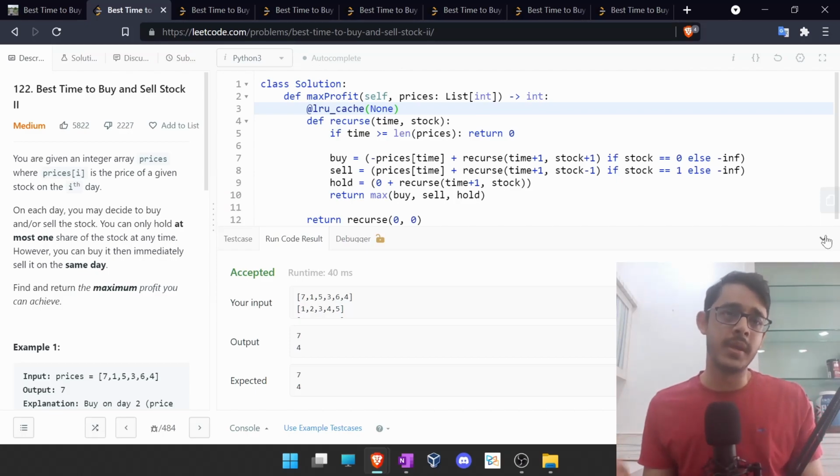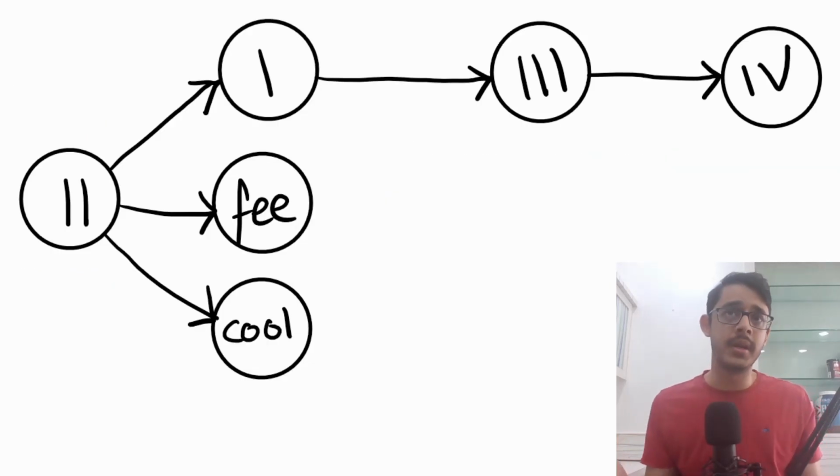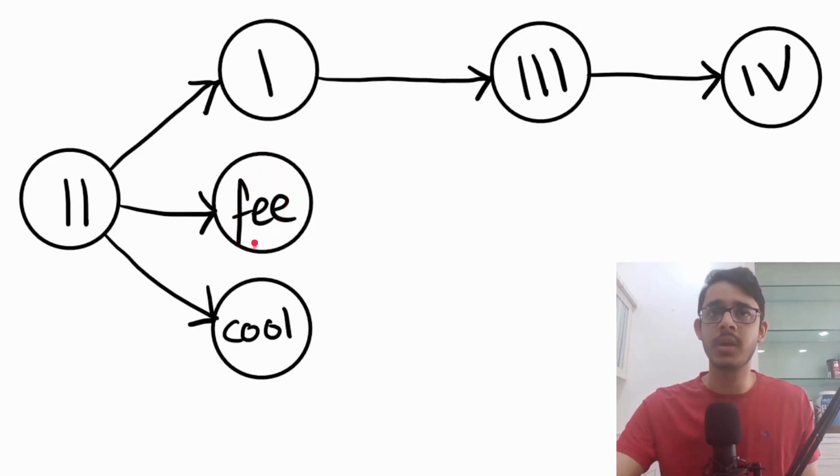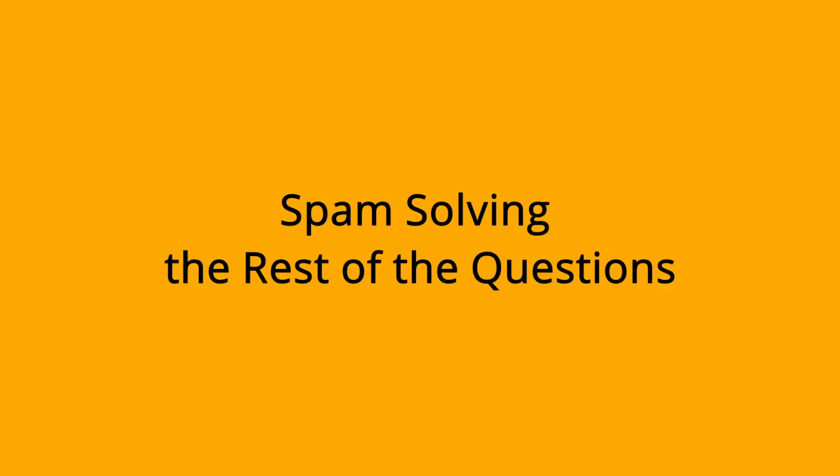So now that we're done with the best time to buy and sell stock 2, we can move on to 2 more variations. Going back to the dependency graph, we see that once we've solved 2, we can now try to solve this fee question with the transaction fee. And we can also try this cooldown thing. So let's first try out this fee thing first.